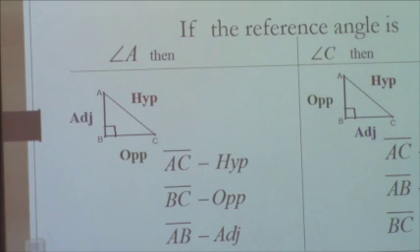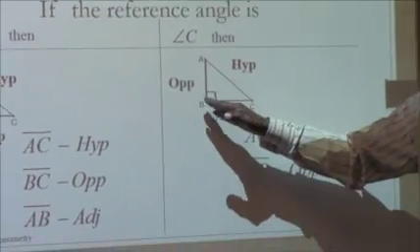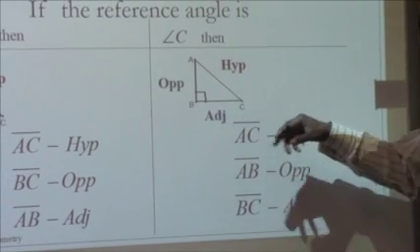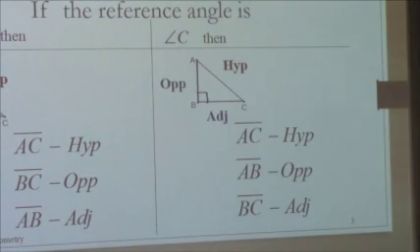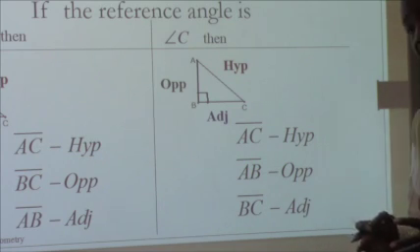It's extremely important to be able to recognize opposite, adjacent, and hypotenuse. Now, in relationship to angle C, the side opposite C is going to be AB. The hypotenuse is indeed the side opposite the right angle, and now the adjacent side to C will be BC. Very important to be able to correctly identify the opposite and the adjacent.